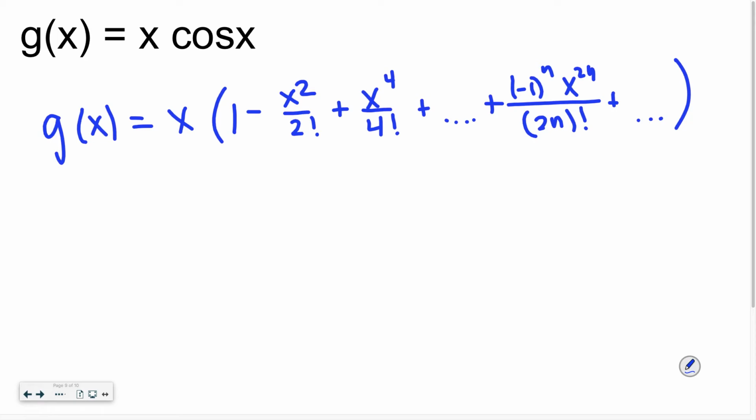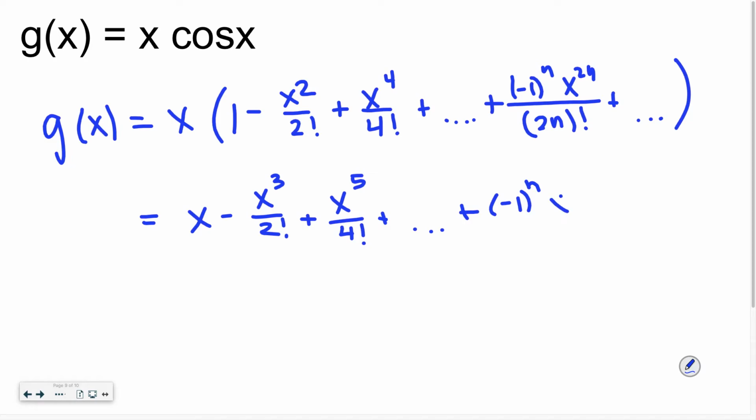Okay, so now what do we do with x? Distribute it through. So we would have x minus x cubed over 2 factorial plus x to the 5th over 4 factorial. And we do the same thing with our general term. This would become 2n plus 1 because we're multiplying x to the 1st with x to the 2n. So here are the first 3 non-zero terms and the general term for x cosine x.